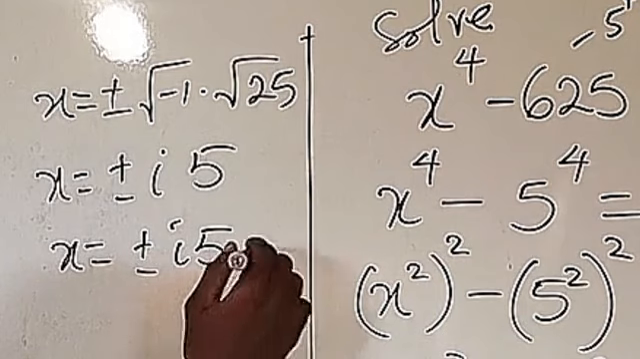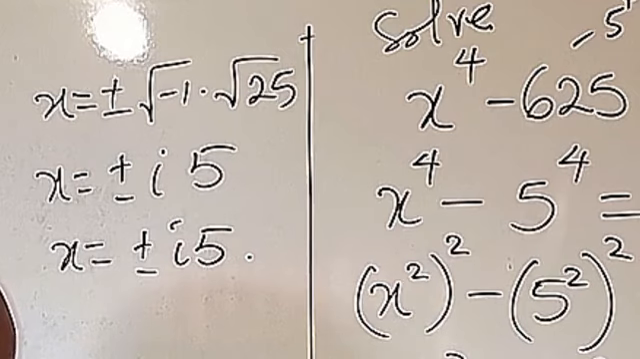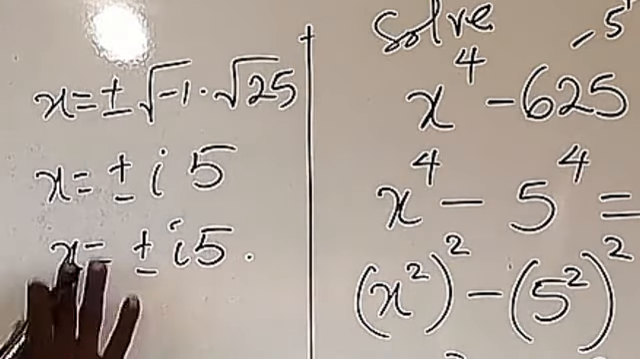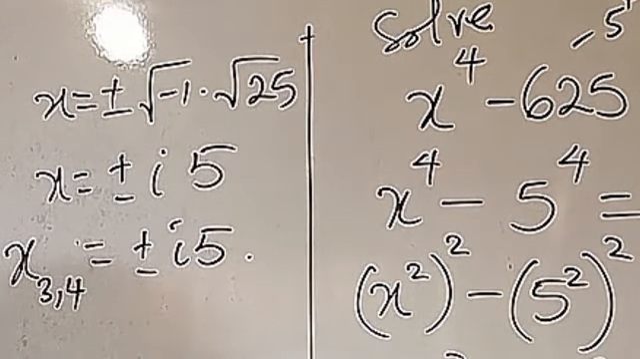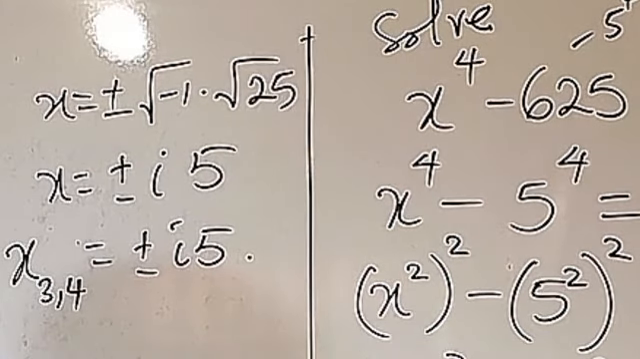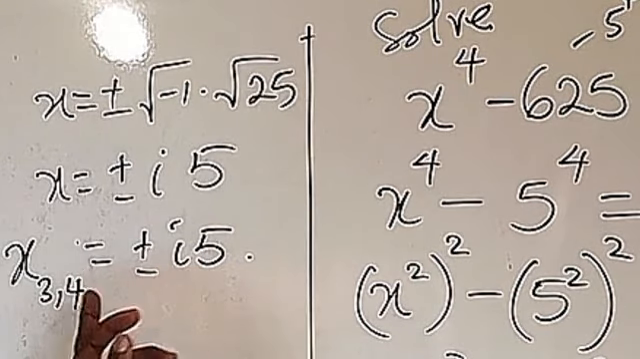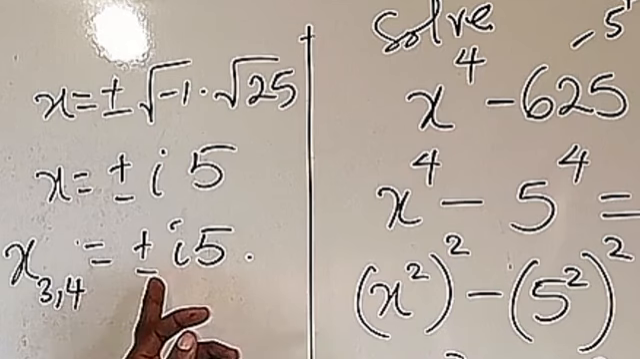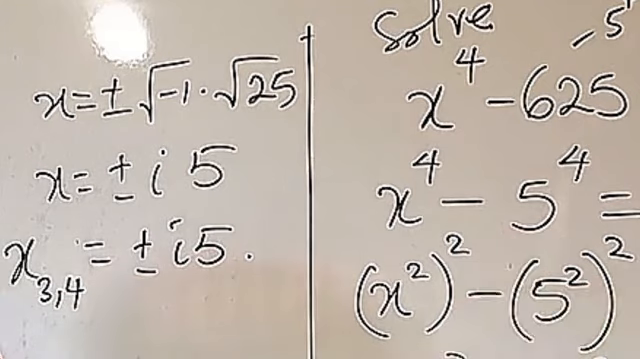So in all, you can see that we have x1 and x2 here, and we have x3 and x4 here. x1 is plus 5 and x2 is minus 5, x3 is plus 5i and x4 is minus 5i, and that's the solution to this beautiful problem.